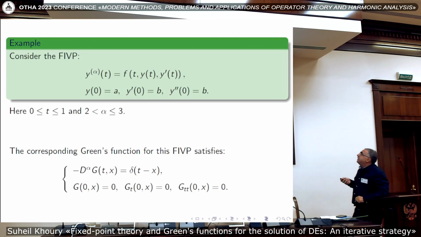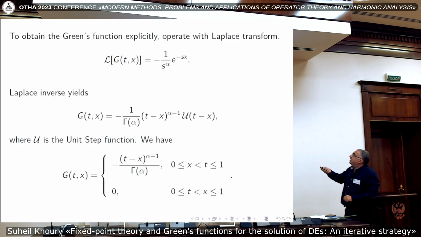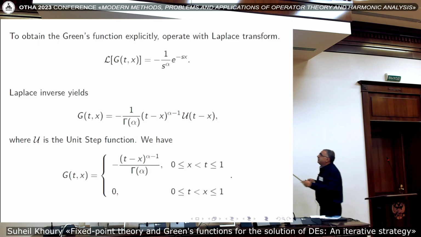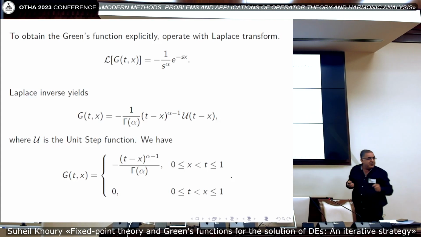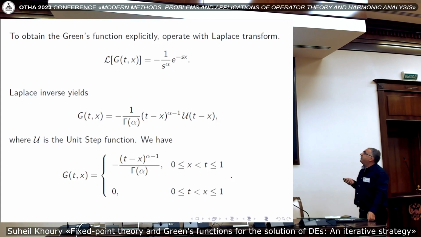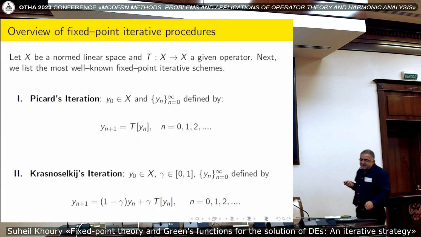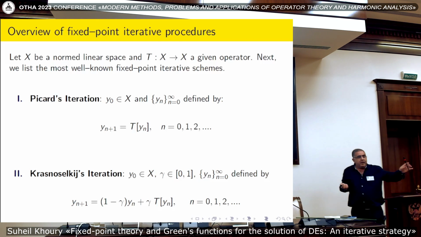Okay, because if you do the Laplace transform to get the Green's function, here is the Green's function. It's one piece, not two pieces, 0 from the other side. So please keep this one in mind. So this is just a quick overview of Green's function. Okay, now let's go to fixed point theory.